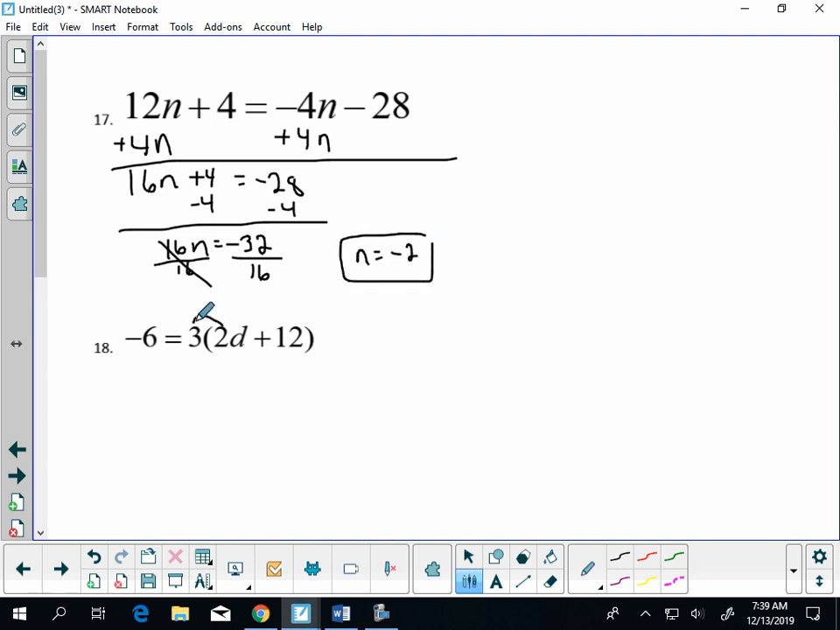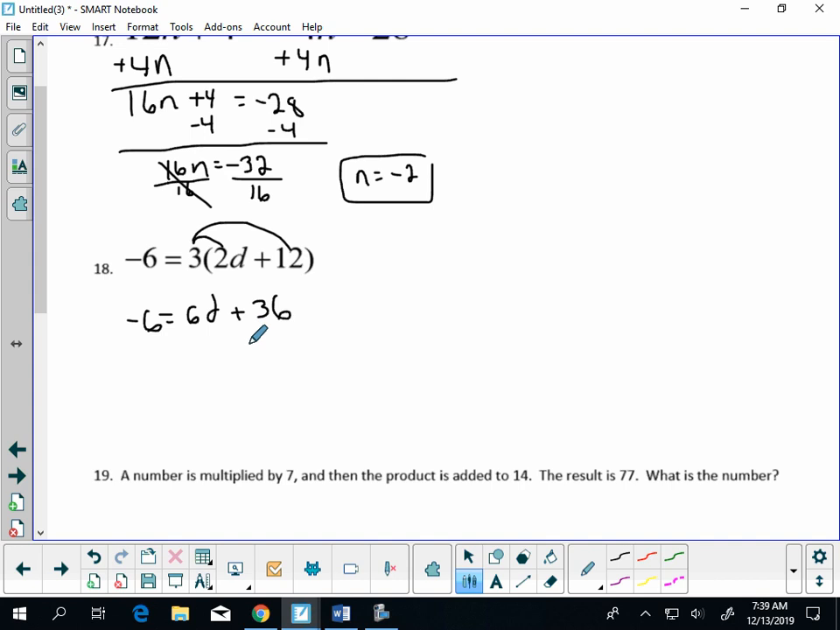I'm going to need to distribute. And you get negative 6 equals 60 plus 36, minus 36. Be careful of your signs here. That's going to give you negative 42. Divide by 6. Negative 7 equals D.